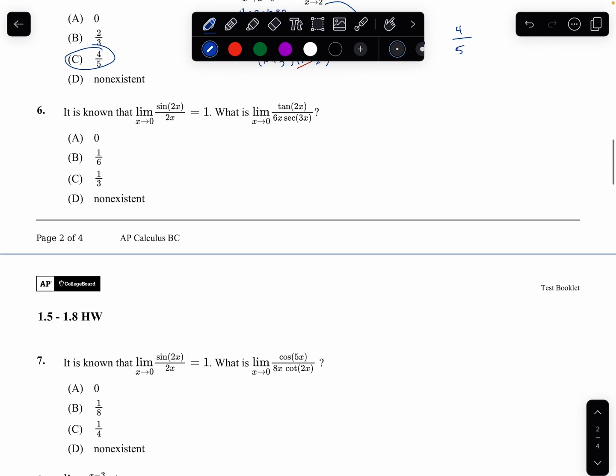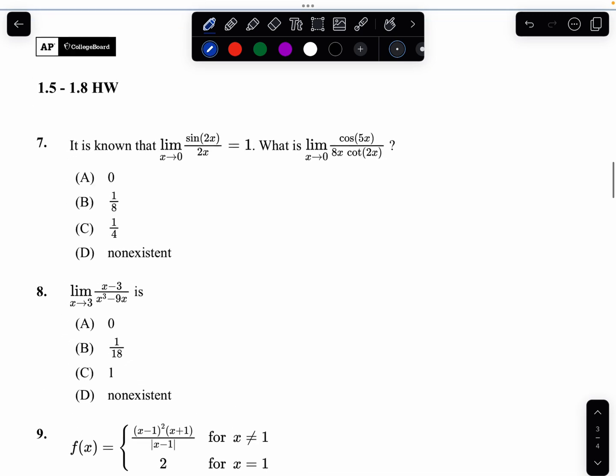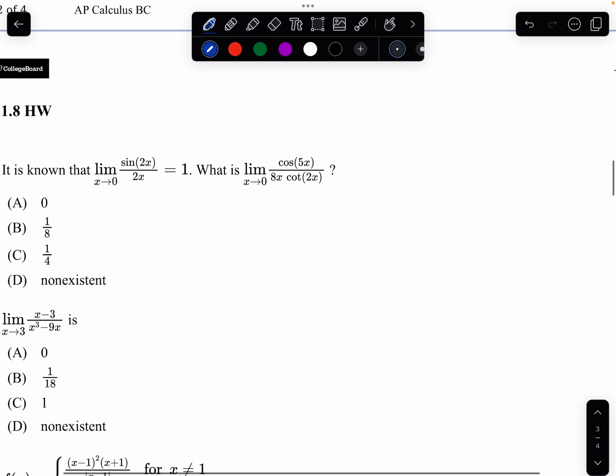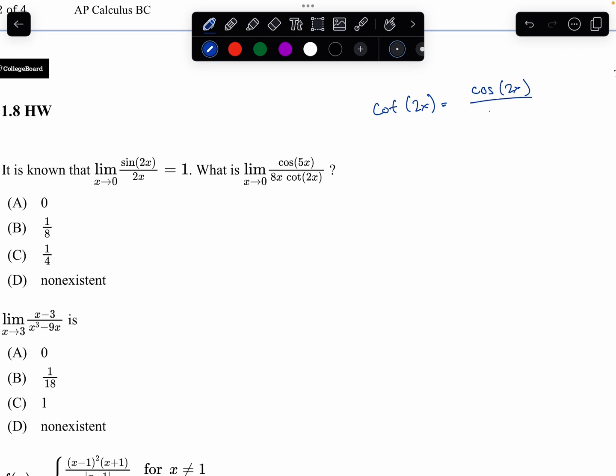So going back to 7, 7's going to be very similar. I'll just let you know what you should keep in mind. For cotangent, so cotangent of 2x, that's the same thing as, let me make sure I got this right, cosine of 2x over sine of 2x. Okay?